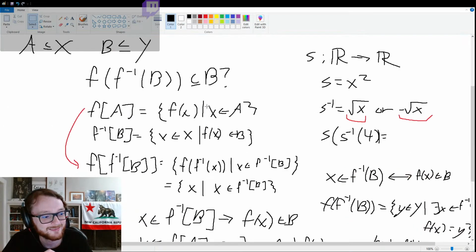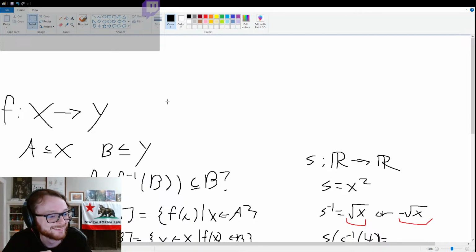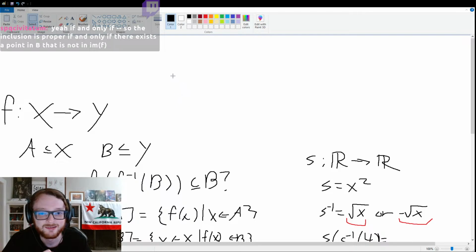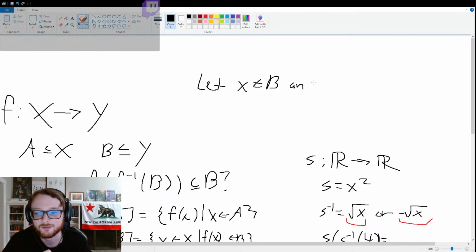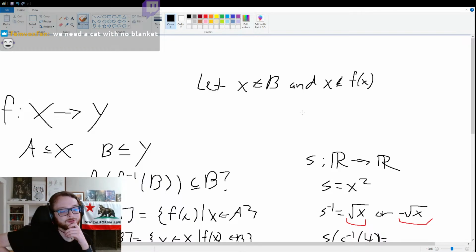There needs to be... And only if... So the inclusion is proper if and only if there is a point B that is not in the image of F. Yeah, like we need, let X belong to B, and X not be in the, what was I, R? Not be in the image of F, I guess.